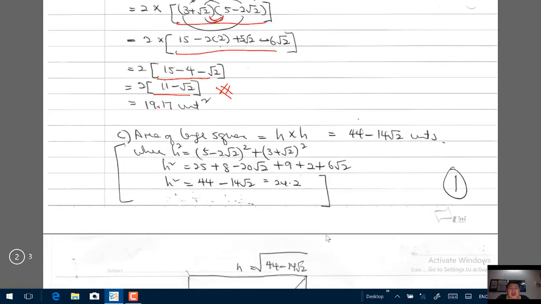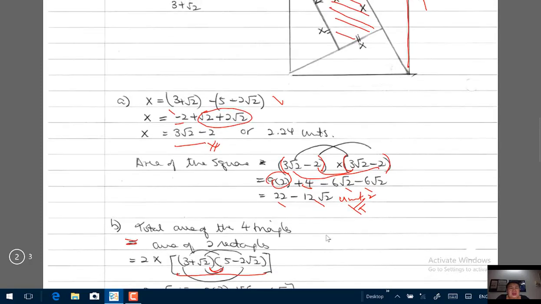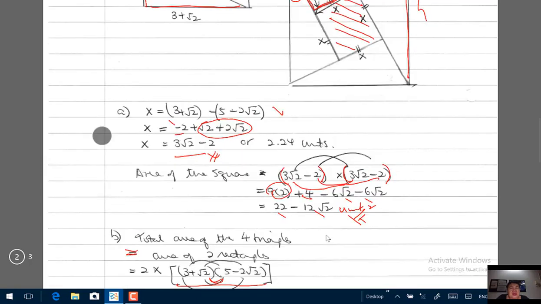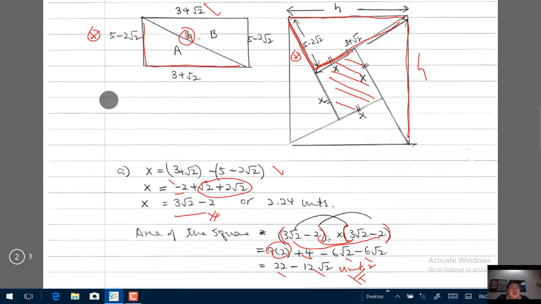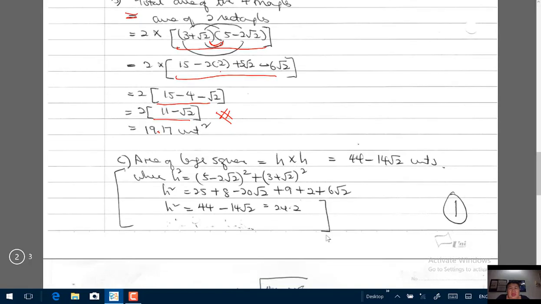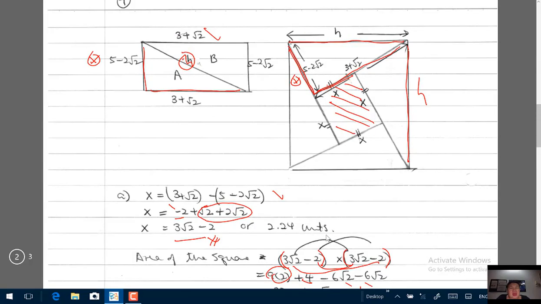So all we have to do is find the area of the large square, which is h times h. So what you have to do is find the hypotenuse. Where I found the area of the large square, I use Pythagoras theorem, which is h square. Okay, look at the triangle here. H square equals bracket 5 minus 2 root 2 bracket squared plus bracket 3 plus root 2 bracket square.